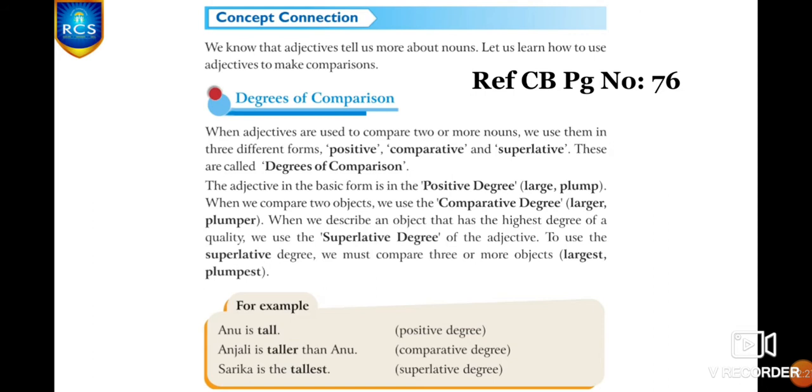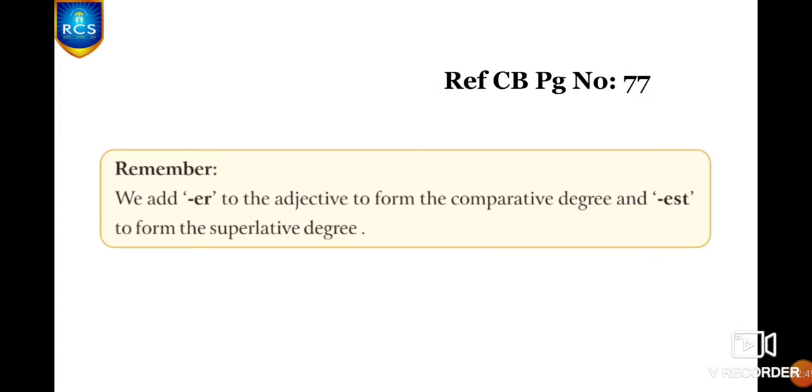Anu is tall. Tall is a positive degree. Anjali is taller than Anu. Here they are comparing two girls, so they have used the comparative degree. Sarika is the tallest, and this is the superlative degree. Are you all clear, children? And now you have to remember one thing. We add ER to the adjective to form the comparative degree and EST to form the superlative degree.